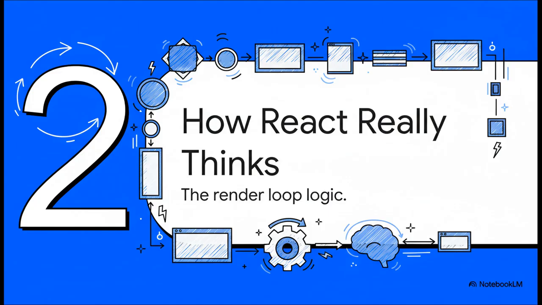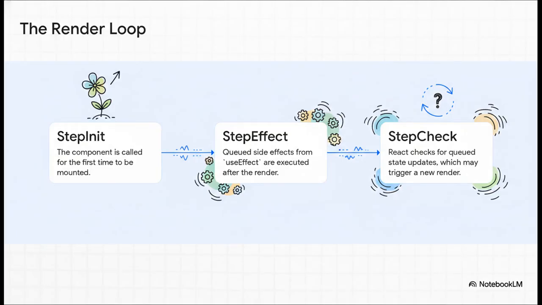So, now that we've seen the problems, let's use what we've learned from that research to finally get how React really thinks. Seriously, this is the part where it all starts to click. You see, every single component goes through this render loop. First, there's the step init, the very first time it's called. Then, after it renders, it runs any side effects you've queued up. And finally, it does a step check to see if a state update has been requested, which, you guessed it, might kick off the whole process all over again.